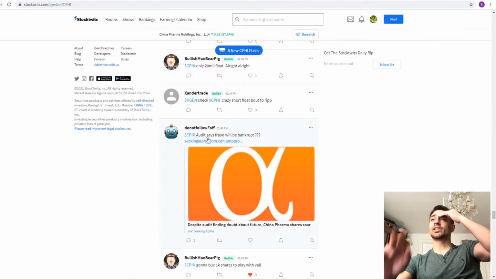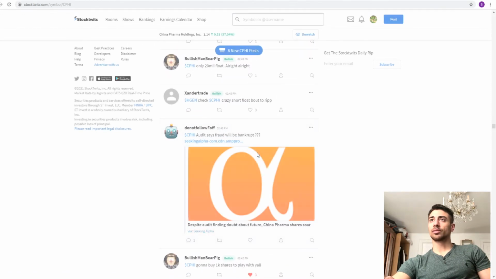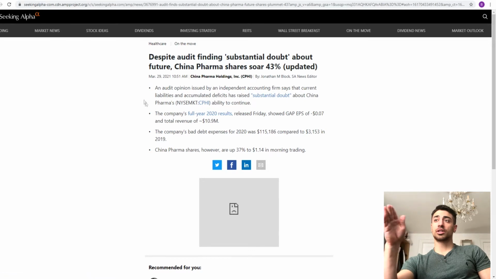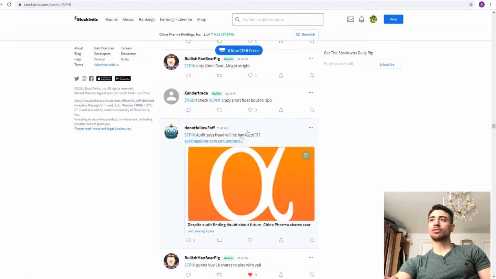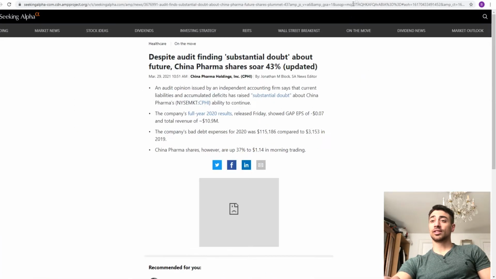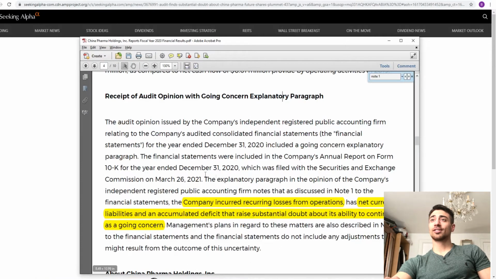So two people said this during the day. They were like, audit says fraud. Here we go, let's click it. This is the article that was posted on Seeking Alpha, and it's legit. I actually commented saying, you know what, this is Seeking Alpha, this is BS, it's not an official press release. But it's in the official press release. It's right here.